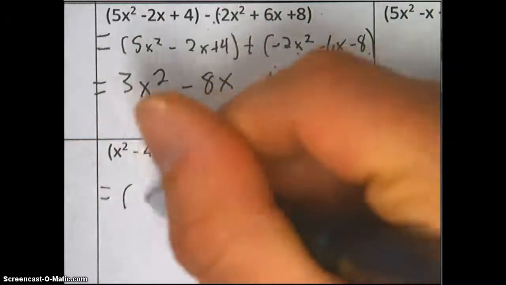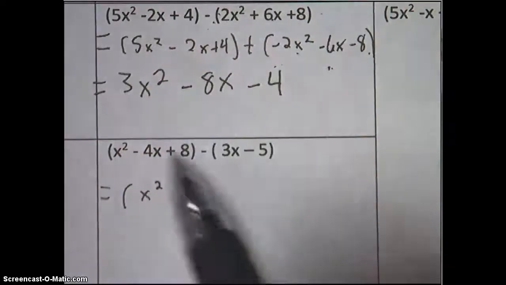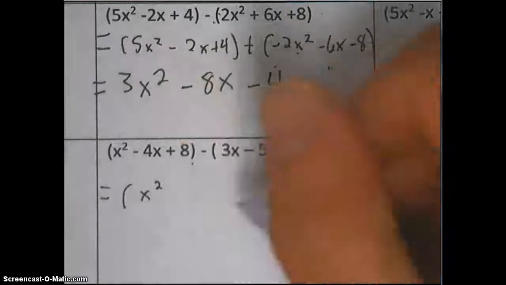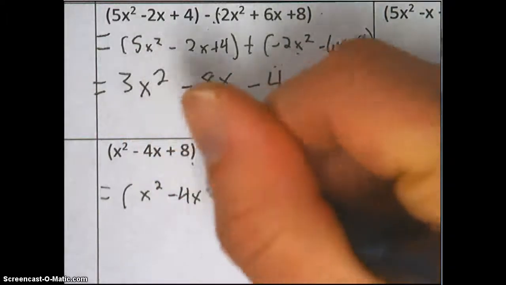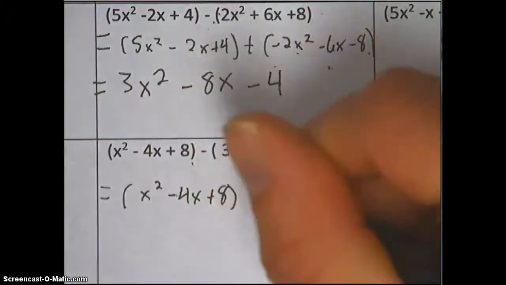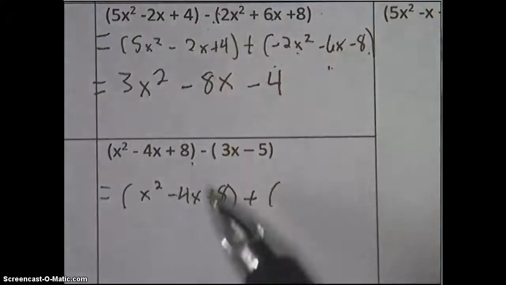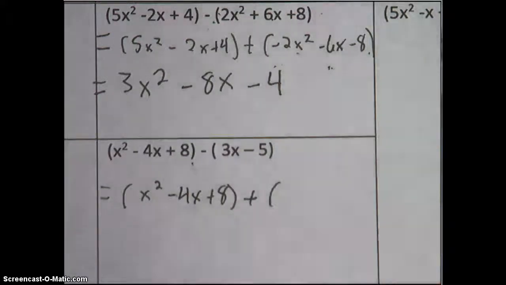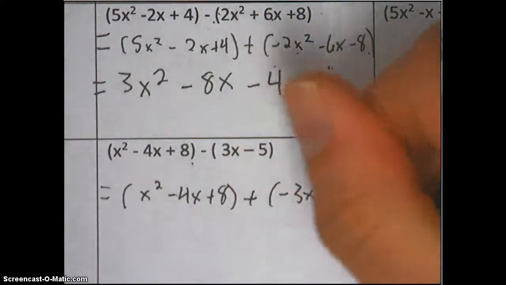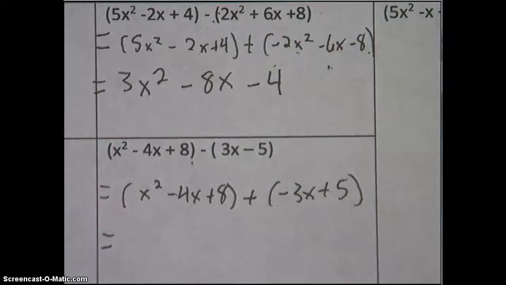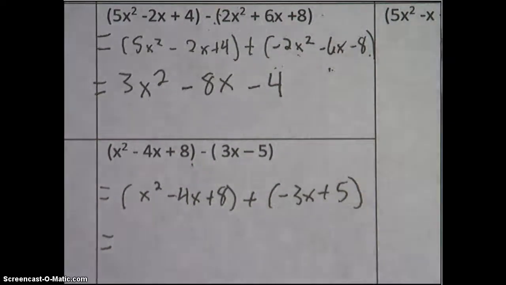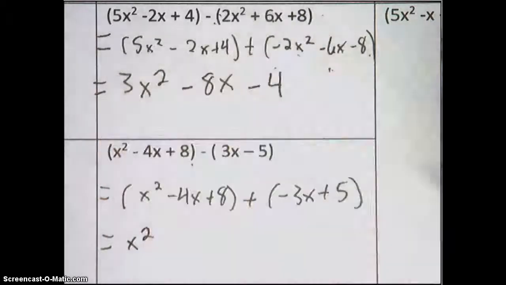First step, leave the first polynomial. In this case it's a trinomial because there are 3 terms. Leave that one alone. Change the minus sign to a plus sign, and then distribute the minus sign to everything inside the parentheses. So make that a negative 3x and a plus 5. And ask yourself the question, how many x squareds do you have? I just see the one here. I don't see any others. So you've got 1x squared.